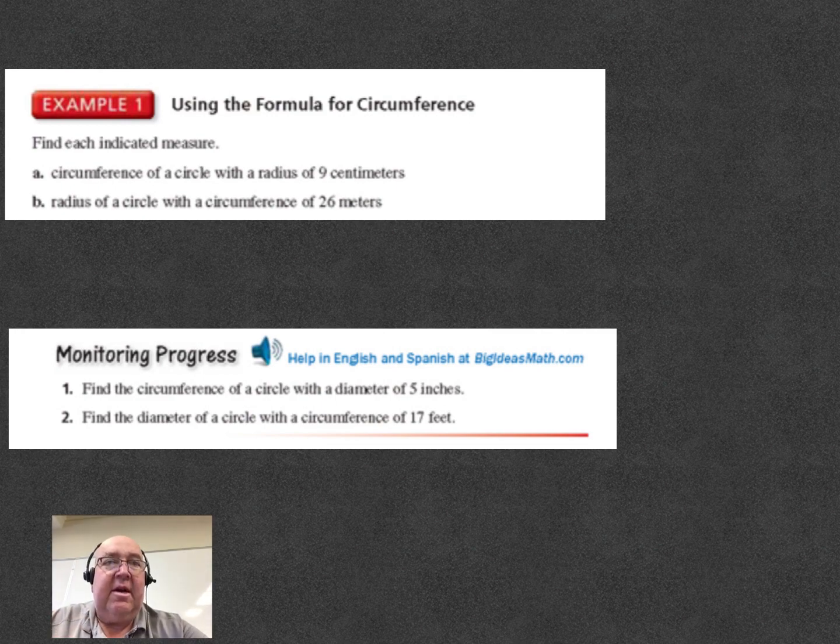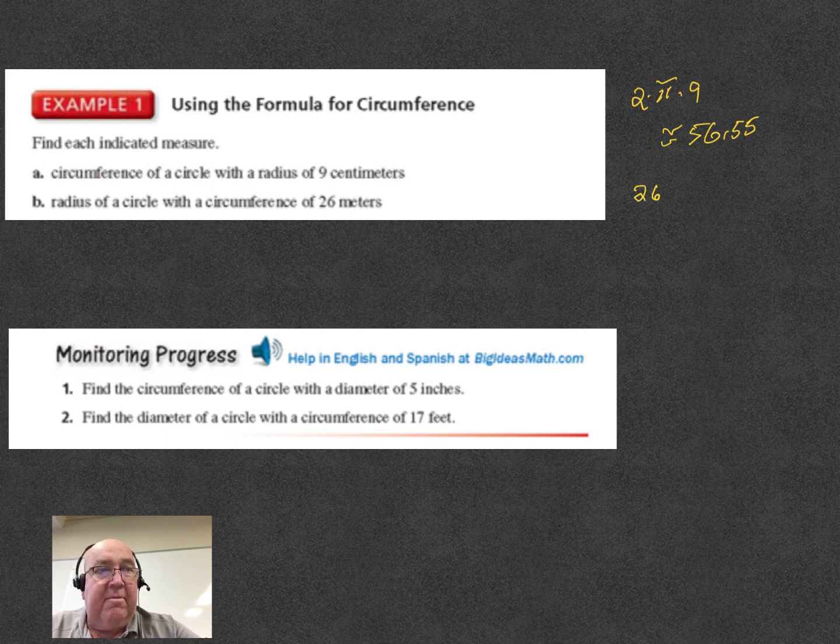So for problems, we have the circumference of a circle with a radius of 9. So we know we're going to have 2 times pi times 9, and that's going to be about 56.55. In the next problem, we're given the circumference, and we're asked to find our radius. So 2 pi r. To find r, we're going to divide by 2 pi. 26 divided by 2 pi is going to be about 4.14.